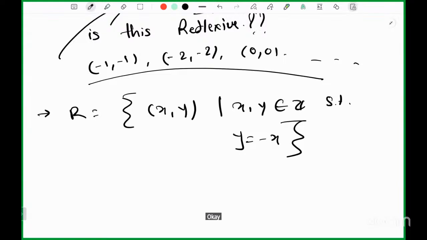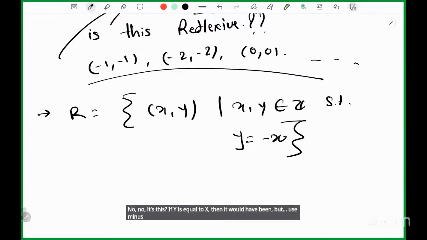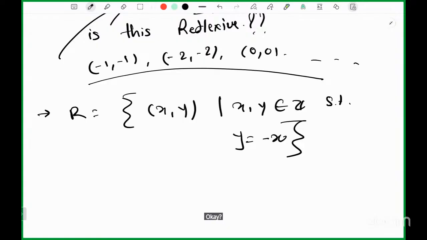Okay, now it's clear. So is this a reflexive relation? Yes. Just rethink again what I said for reflexivity. What type of pair you need? Here x is related to y. If y is equal to x, then it would have been reflexive. But it is y equals minus x, so since minus x is there, it's not a reflexive relation. Understood. Okay. So this is the reflexivity.